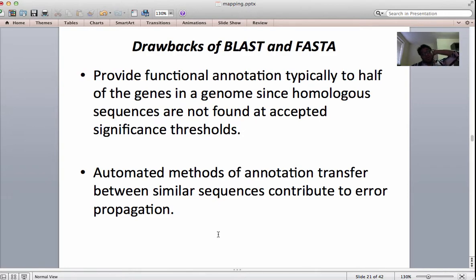The drawbacks are, for example, if a similar sequence contributed to an error in one sequence, that error gets propagated to the next level. Also, in typical BLAST and FASTA, highly homologous sequences are sometimes not accepted at very high significance thresholds. So these are the drawbacks.